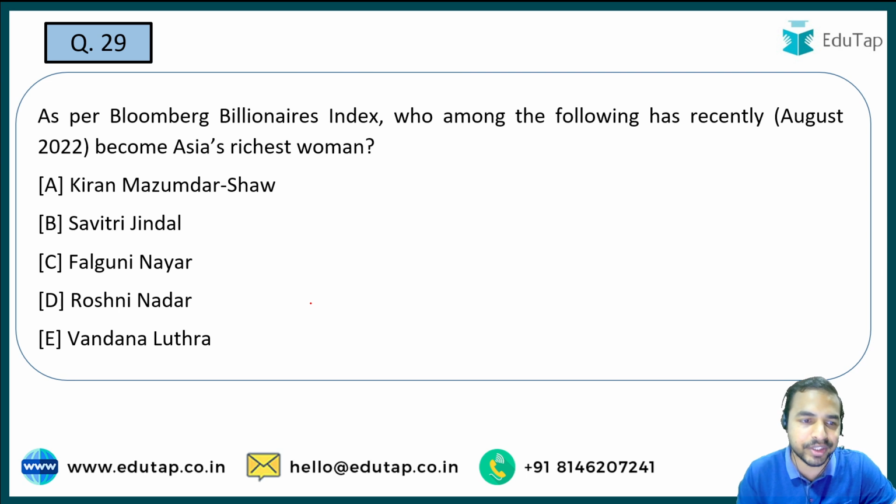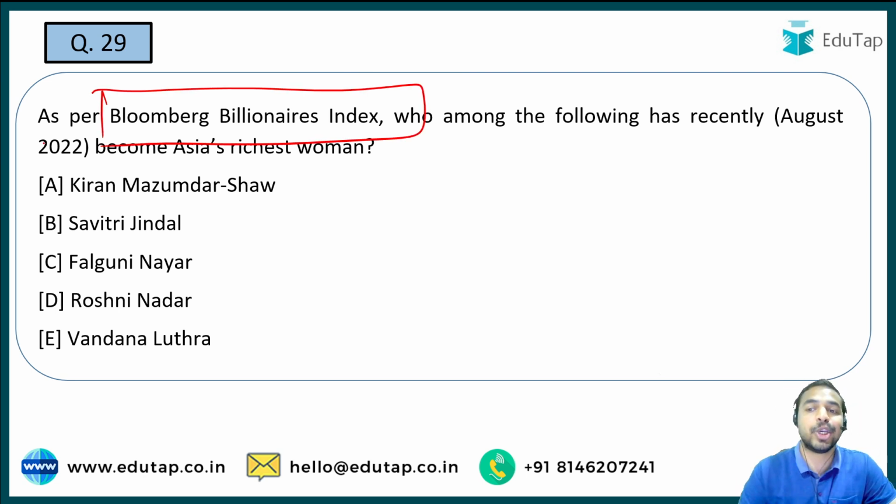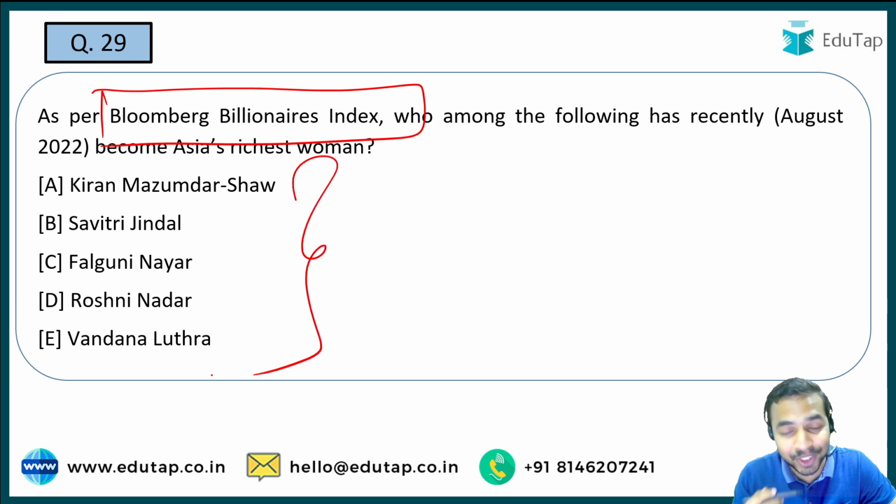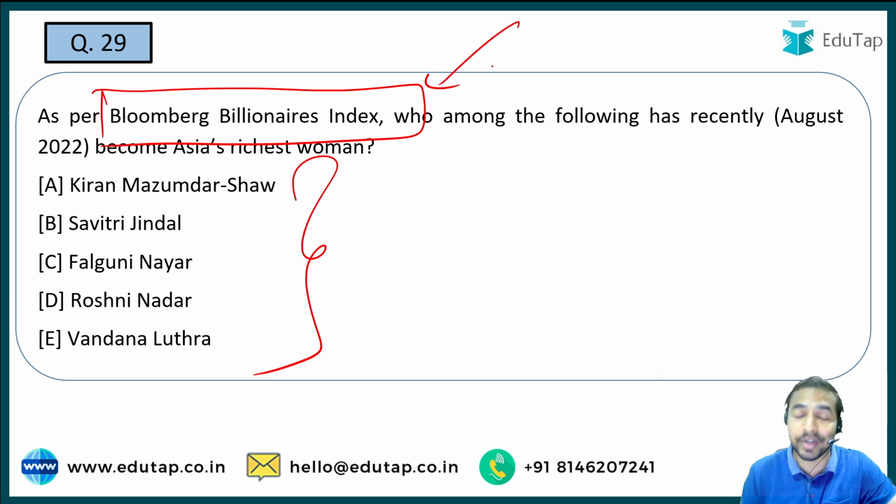Let's move on to the next question. Now the next question is related to the Bloomberg Billionaire Index, and you are required to tell me which of these is India's richest woman as per the recently released Bloomberg Billionaires Index. So guys, it is Kiran Mazumdar-Shaw, Savitri Jindal, Falguni Nair, Roshni Nadar or Vandana Luthra. So what exactly is the right answer? Quickly tell me in the comment section.